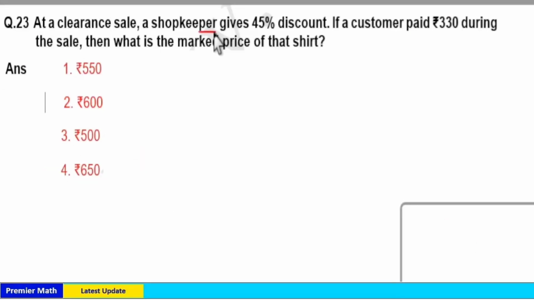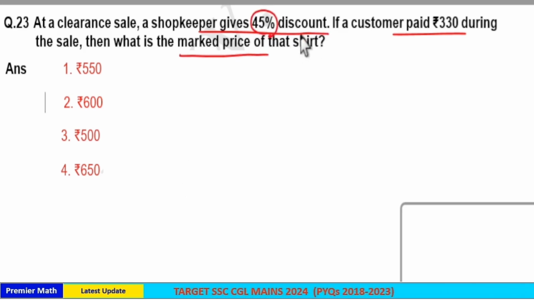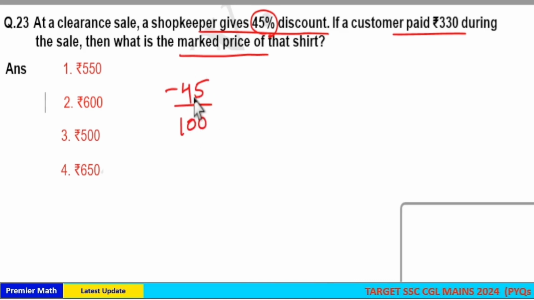At a clearance sale, a shopkeeper gives 45% discount. If a customer paid rupees 330 during the sale, then what is the marked price of that shirt? Here this 45% discount is given on the marked price. So take the ratio. 45 discount on the marked price. 45% means 45 by 100.